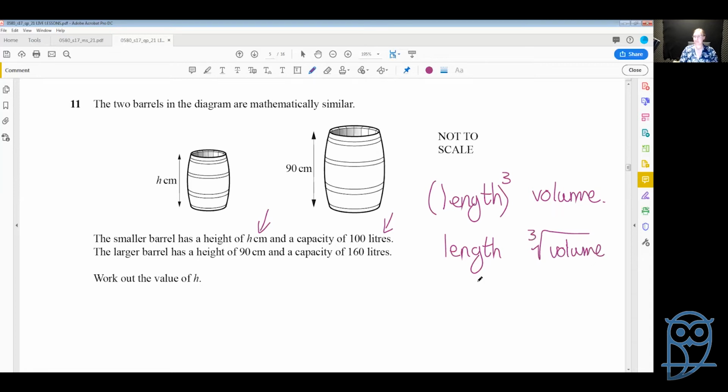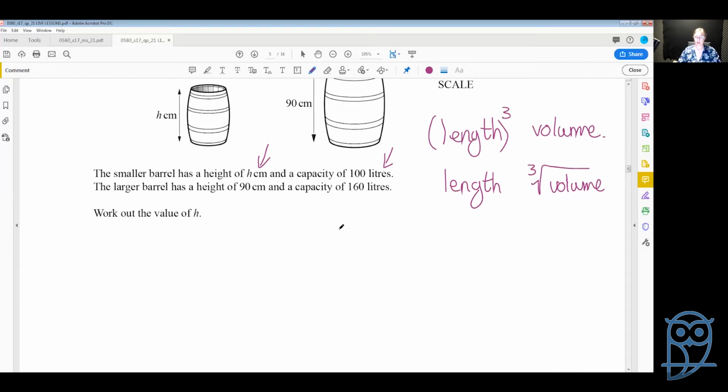Okay. The reason for this is here we are comparing centimeters, and here we are comparing centimeters cubed, essentially. So that is the reason why we need to either cube something or cube root something. So let's write out our two ratios. This is our length ratio over here, we have h to 90. So this is our length. And this is our volume ratio over here, we have 100 to 160.